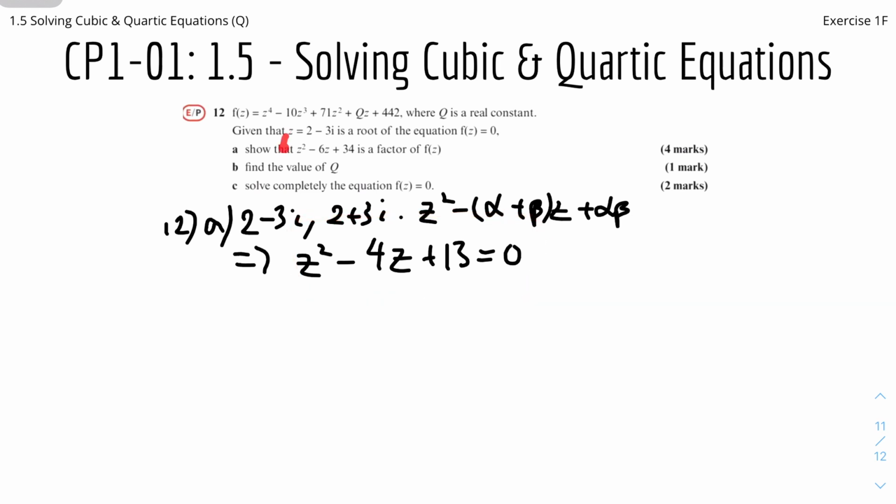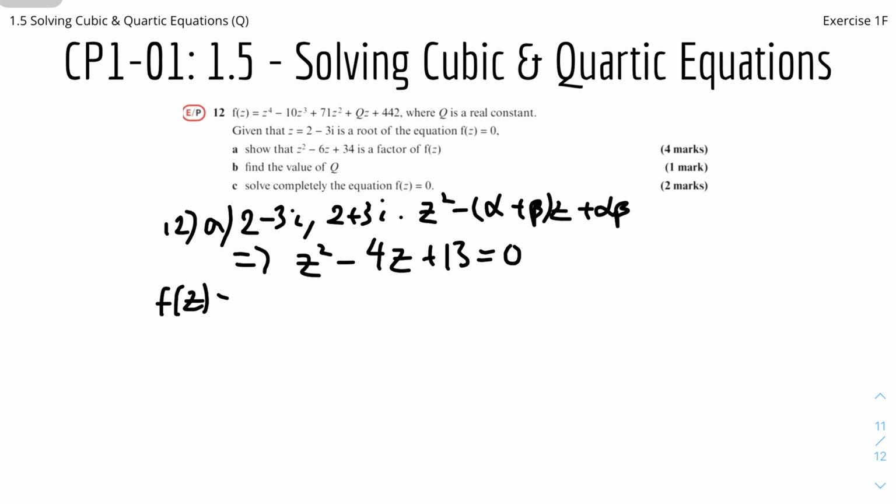But we have to show that the other one is also a factor. We know that the polynomial f of z has a degree of 4. That means the highest power is a power of 4. That means a quadratic times a quadratic equals this f of z. That means this must be the other quadratic, and we have to prove this. The way to do this is that we can just write f of z again.